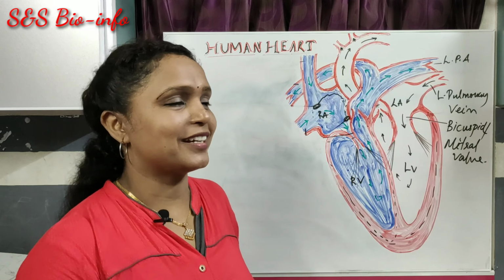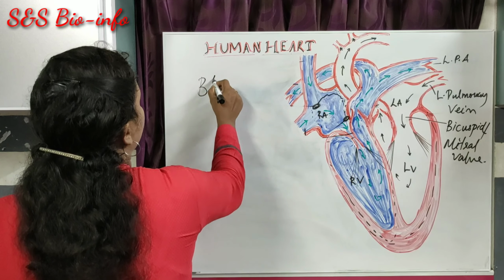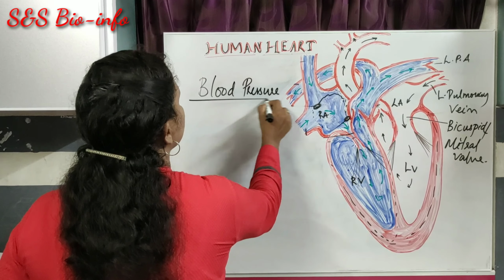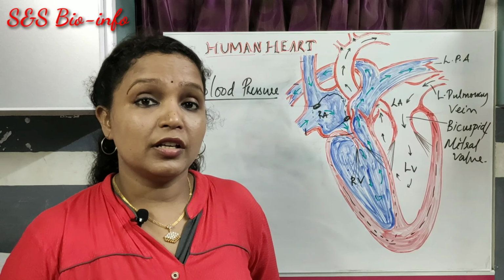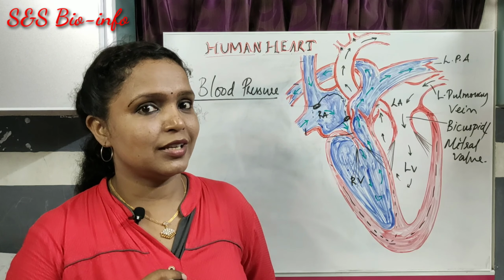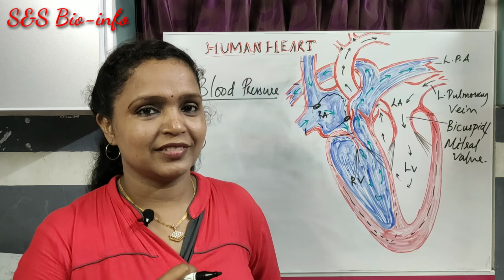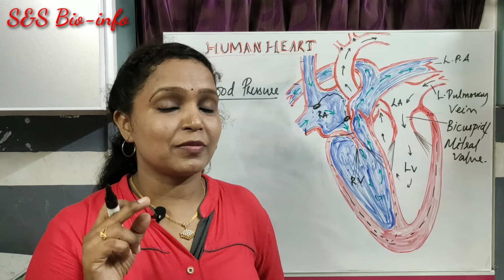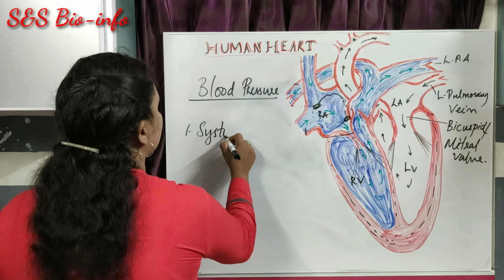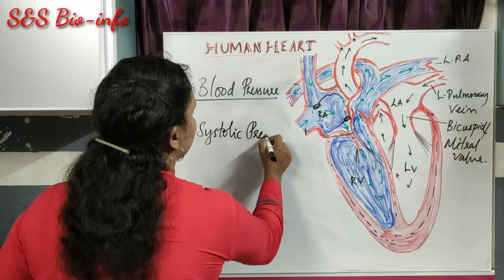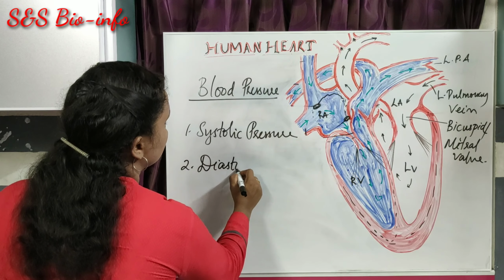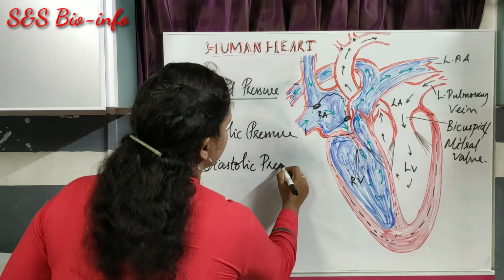Next topic is blood pressure. Blood pressure is the pressure exerted by the blood on the walls of the blood vessels in which it is present. It is of two types: systolic pressure and diastolic pressure.